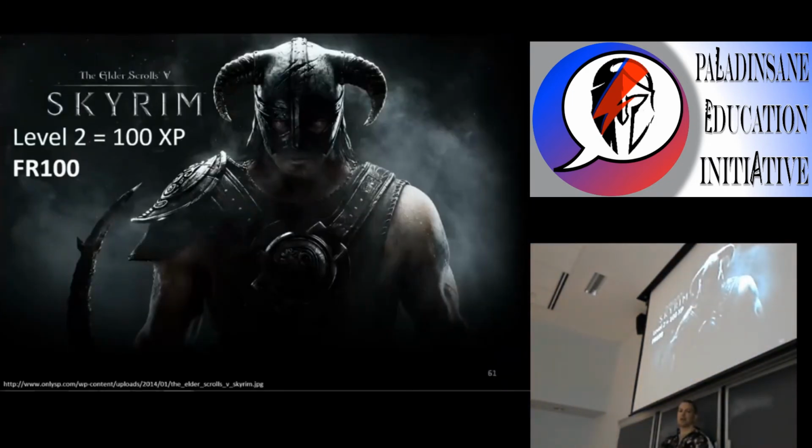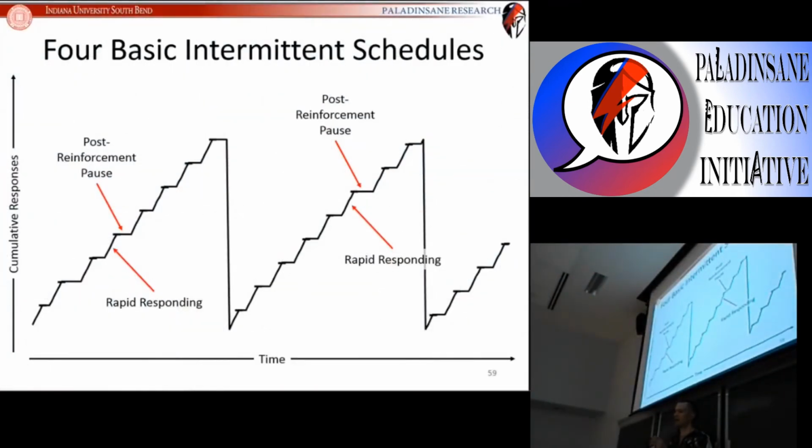And ratio strain, let me just back it up here. Does anybody know what it is about ratio strain? Why does ratio strain occur? Why wouldn't somebody just say, all right, I need 6,000 credits, I'll just do 60,000 credits, I'll just do 60,000 credits. What is it? I'll give you a hint. When you're not getting reinforced here, what's going on?